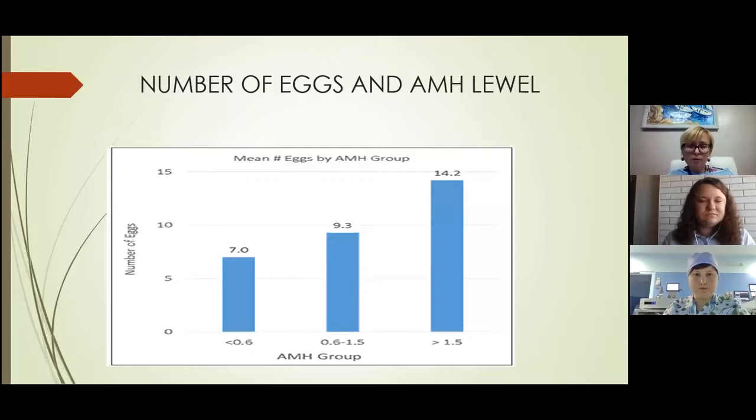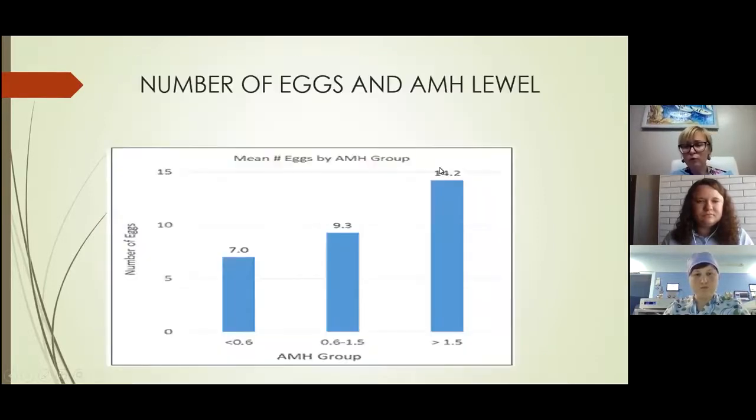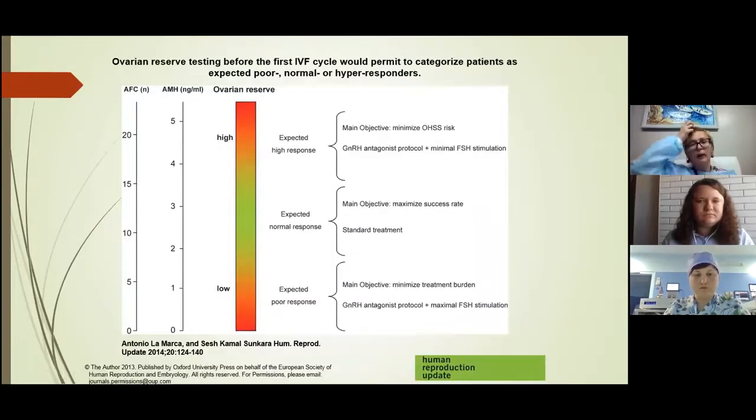In this graph, we can see the number of eggs and the level of anti-Mullerian hormone. For example, if we have less than 0.6, in most cases we will have less than 6-7 eggs. If we have more than 1.5, we will have a good number, around 14 eggs. And this permits us to individualize the protocol of stimulation.